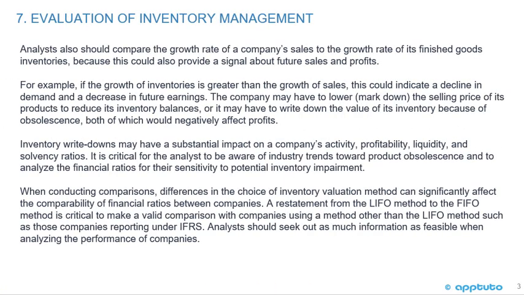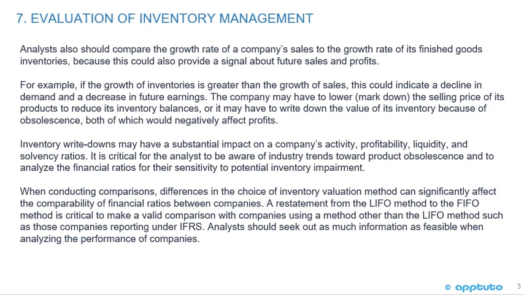Analysts also should compare the growth rate of a company's sales to the growth rate of its finished goods inventories, because this could also provide a signal about future sales and profits. For example, if the growth of inventories is greater than the growth of sales, this could indicate a decline in demand and a decrease in future earnings. The company may have to mark down the selling price of its products to reduce its inventory balances, or it may have to write down the value of its inventory because of obsolescence, both of which would negatively affect profits.